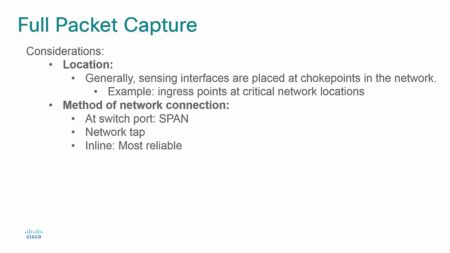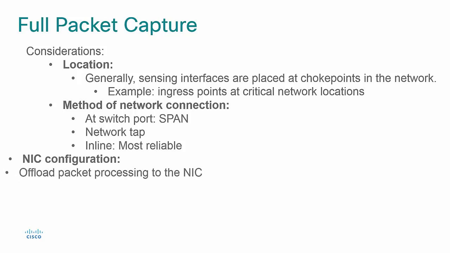The most reliable connection method is inline. This is the method where the sensor uses two interfaces and traffic is forced through the sensor between those two interfaces. This does, however, make the sensor a bottleneck. If the sensor cannot forward the frames at wire speed, network performance may suffer. But since the sensor will only forward the packets that it can process, it guarantees that no packets are delivered which are not recorded by the sensor.